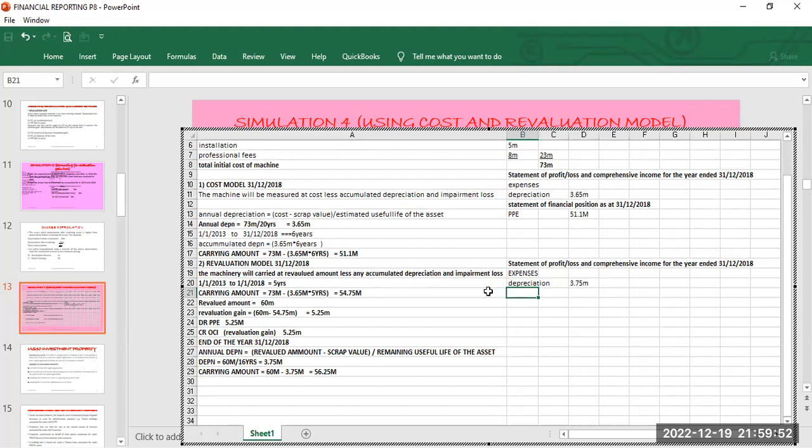Then we also look at this revaluation again, which is supposed to go to OCI. We said in the OCI, we have the revaluation gain, and the revaluation gain was 5.25 million. I can put this one on the other side. Minimize the space.